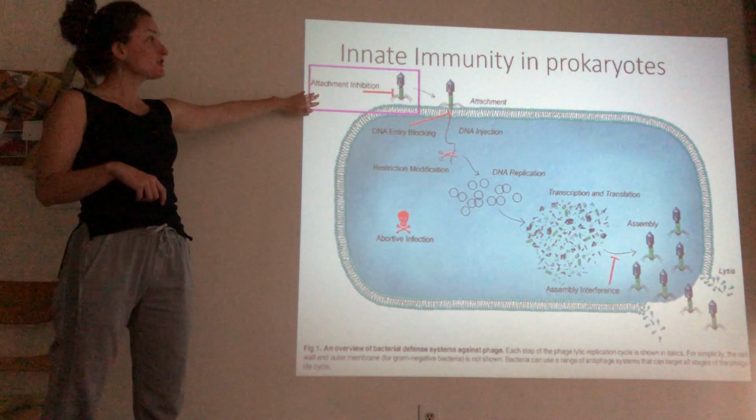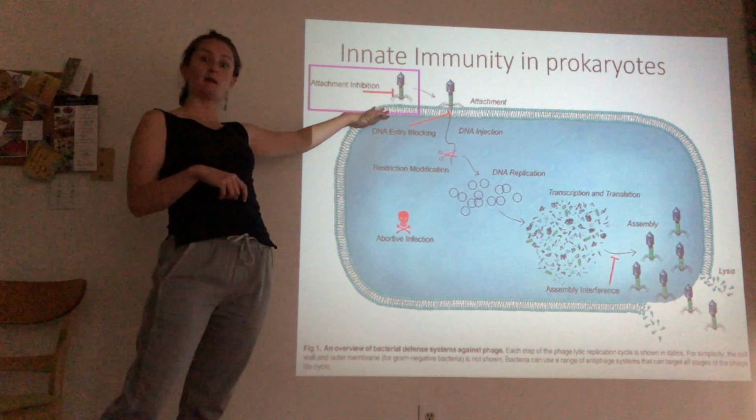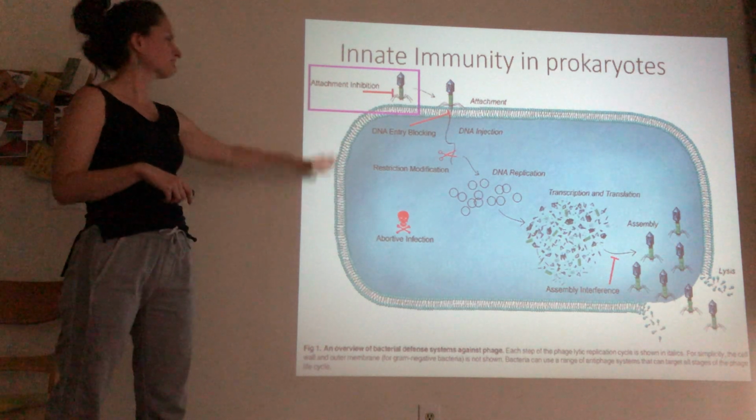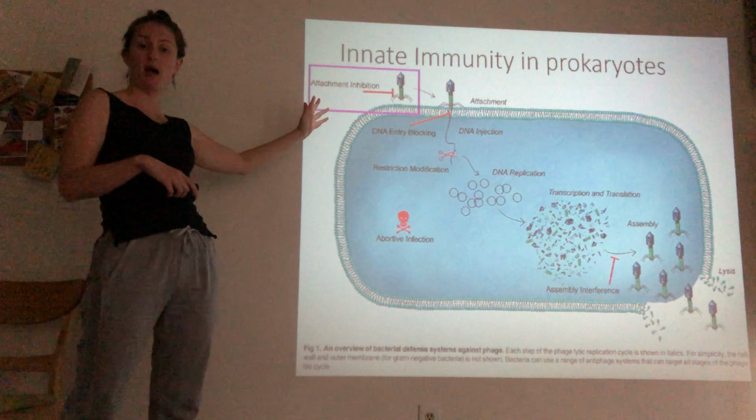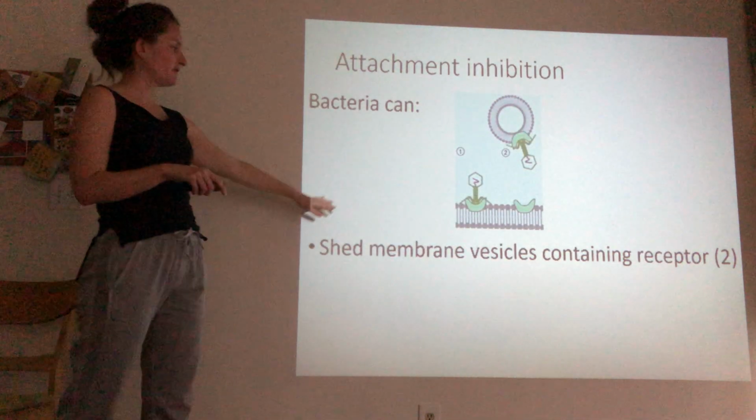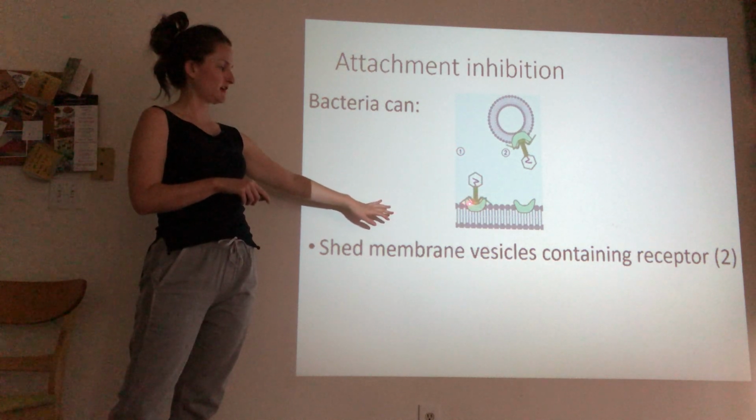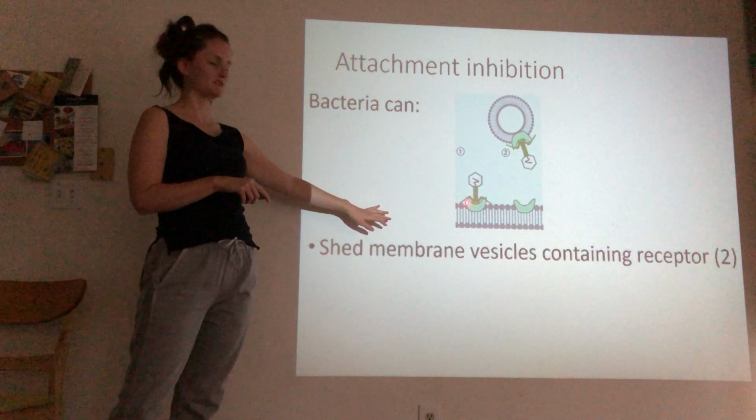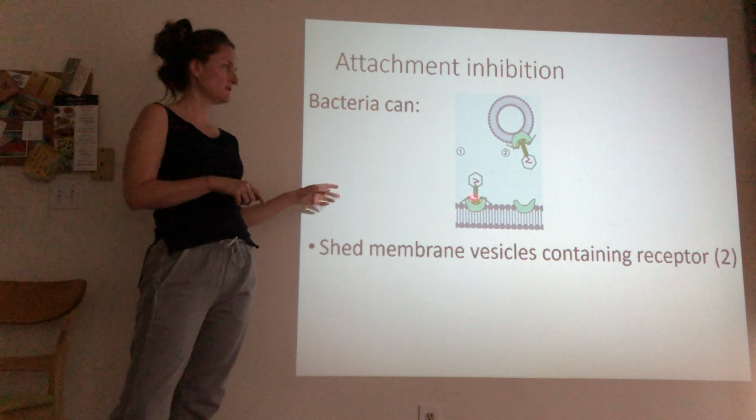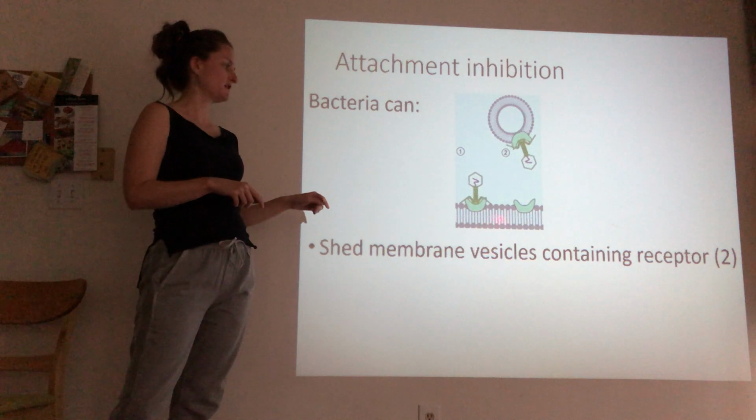As we said, the first step to phage infection is adsorption, or the phage attachment to a receptor on the surface of the bacterium. So how do bacteria block this from happening? In this cartoon here, if this is the phage and this green banana on the surface of the bacteria is the phage receptor, the phage needs to bind to this specific receptor to get into this bacterium.